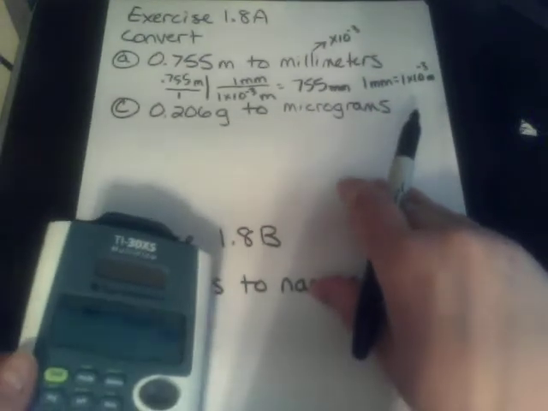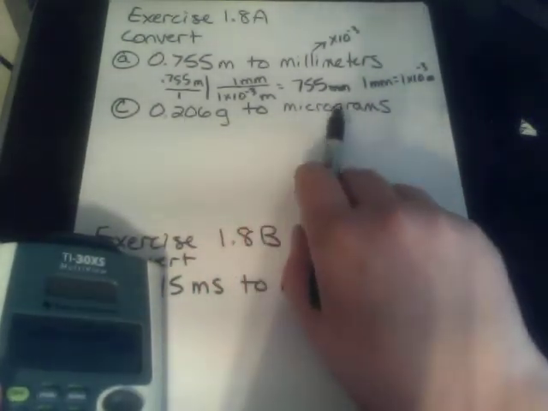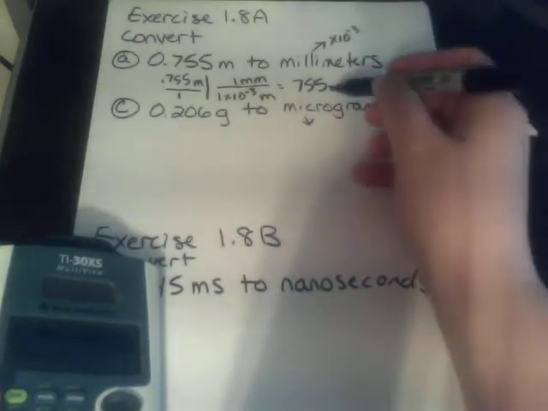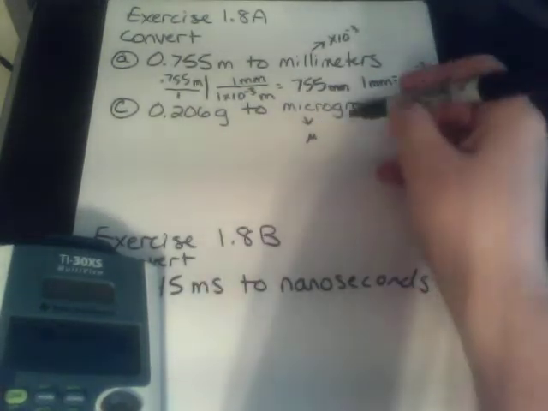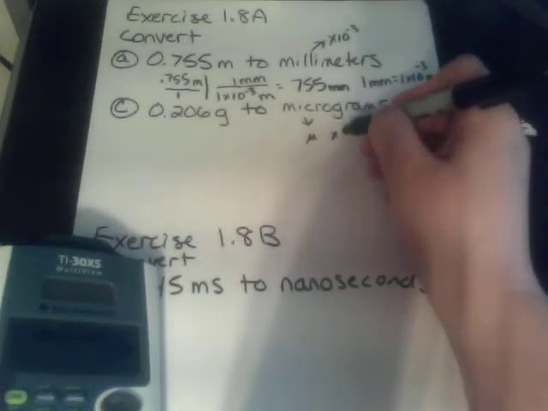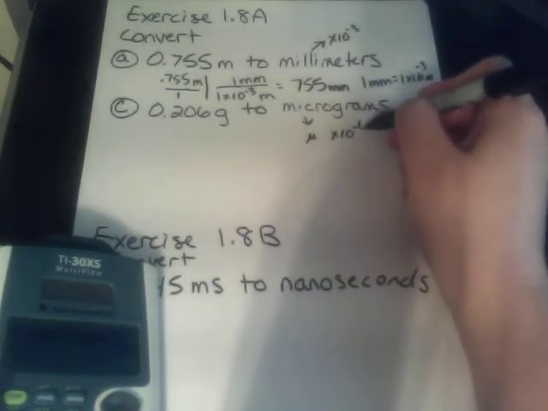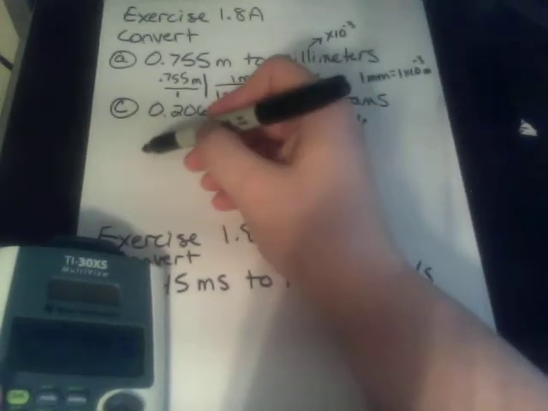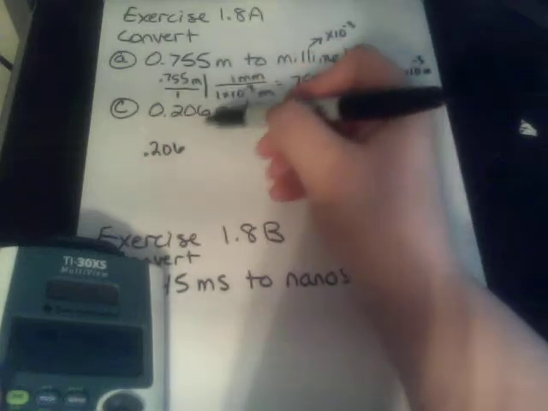Let's practice again, shall we? So 0.206 grams to micrograms. So again, I need to look at the chart and see what micro means. It means the little u, right? Remember the mu? And it means times 10 to the negative 6. So start with your given, 0.206 grams.